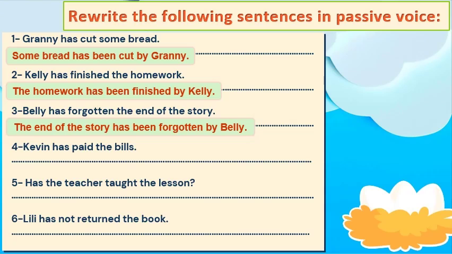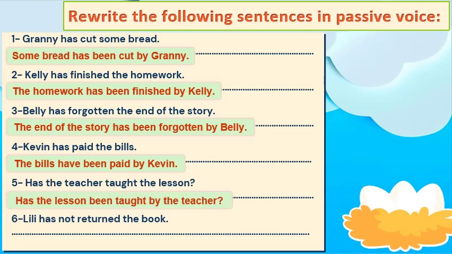Four, Kevin has paid the bills. Think about it. That's right, the bills have been paid by Kevin. Number five, has the teacher taught the lesson? Think about it. Has the lesson been taught by the teacher? Because it is in the question case. Six, Lily has not returned the book. Think about it. Start with the object. The book has not been returned by Lily.